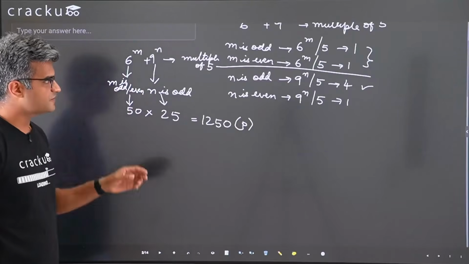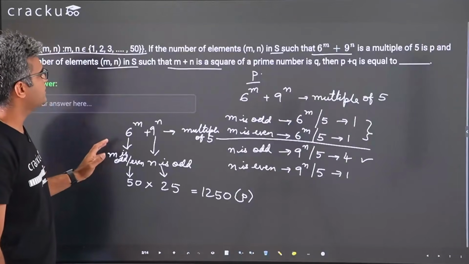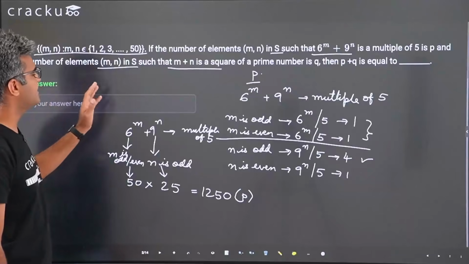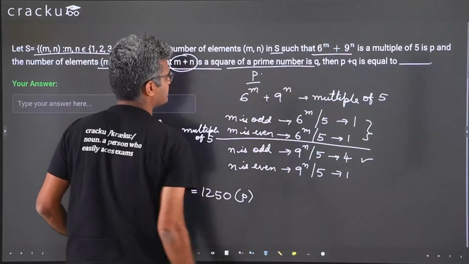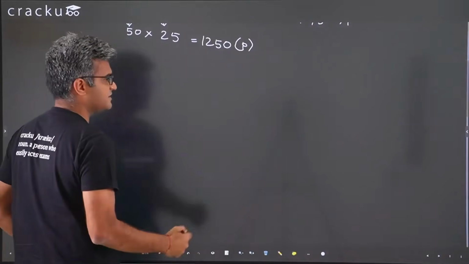Now what is the value of Q? For Q we need to calculate the number of elements in m and n such that m plus n is the square of a prime number. Now what are the prime numbers which are eligible?